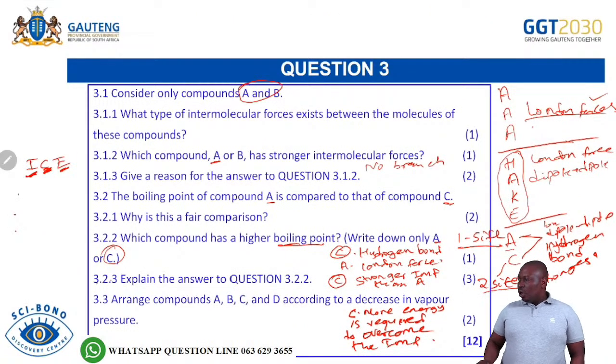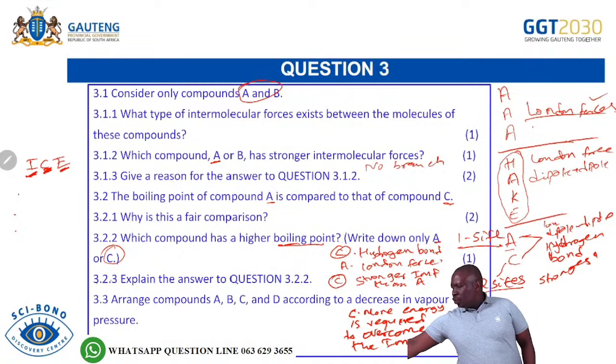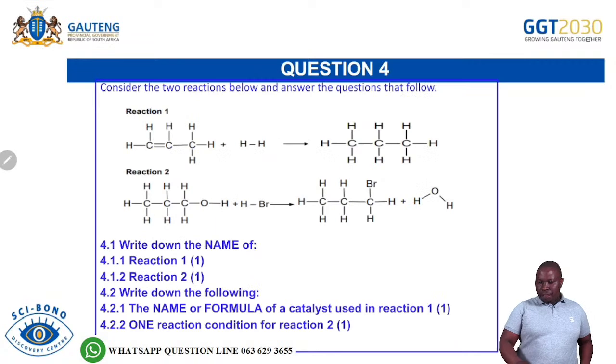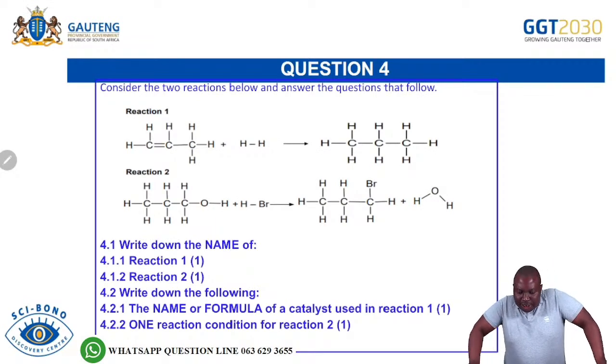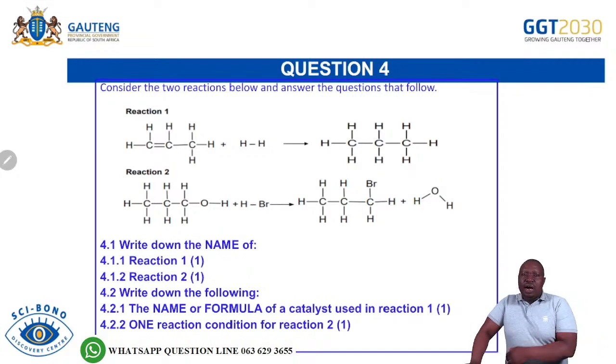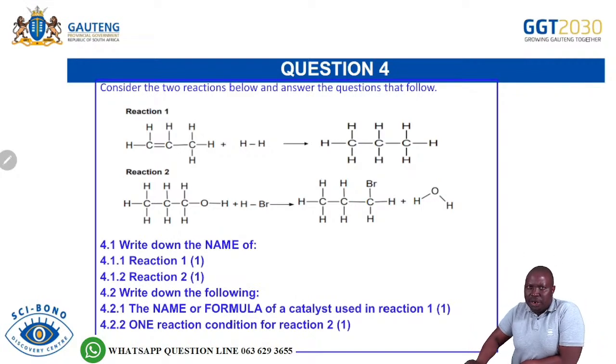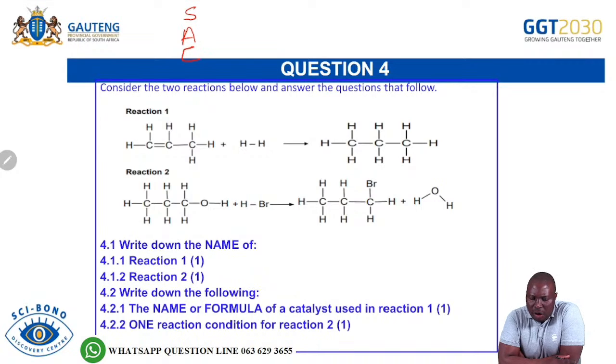You are able to answer. Then you had your 12 marks. Then you go to the next question now, which is question 4. In question 4, it's saying consider the two reactions. Remember, in question 4 you are doing reactions of organic molecules. In these reactions, you are doing substitution, addition, and combustion. You can call it combustion or you can call it oxidation. It's the same reaction. So these are the reactions that you are going to focus on.